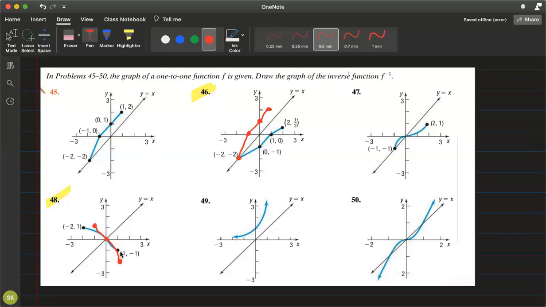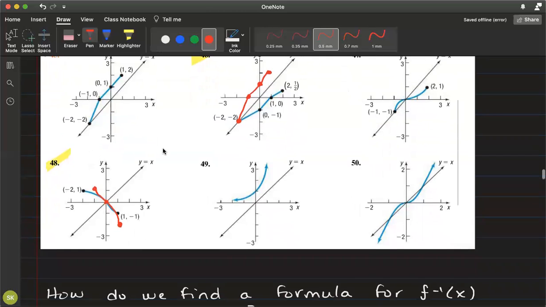So that mirror image will look something like that. Great, let's move on.